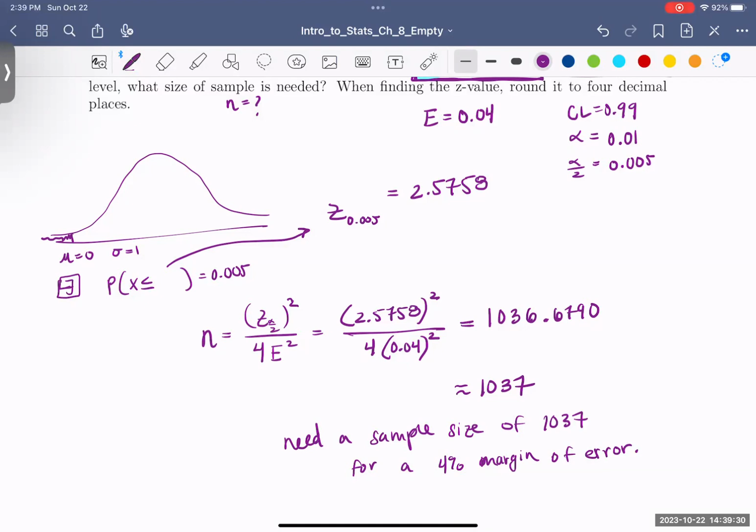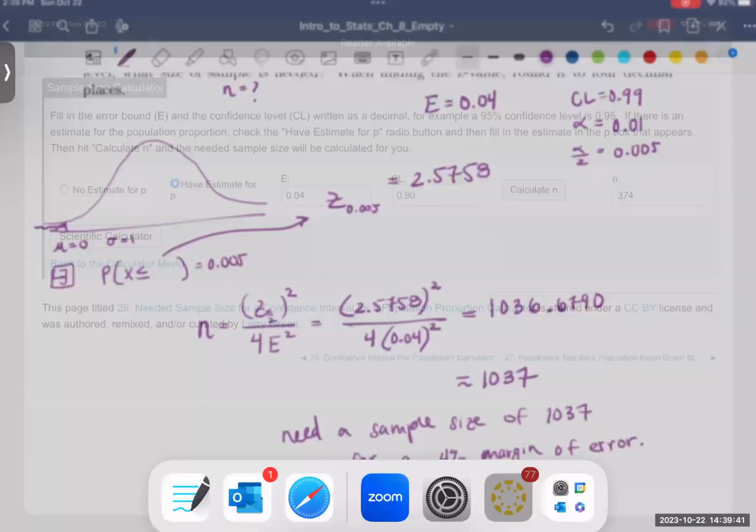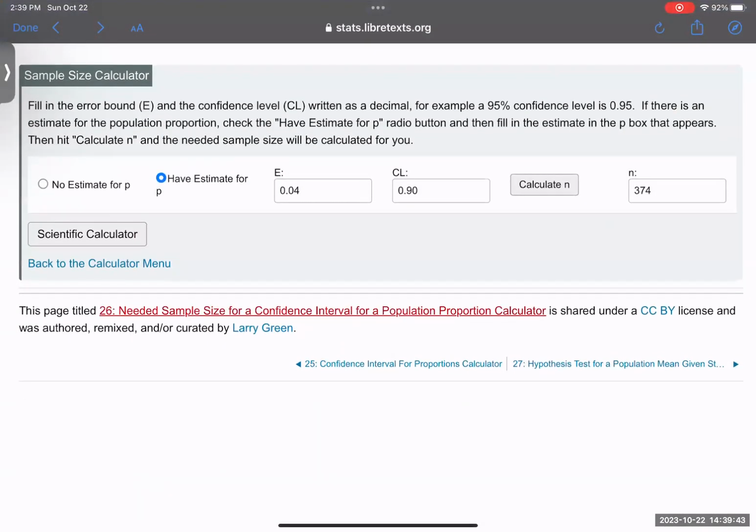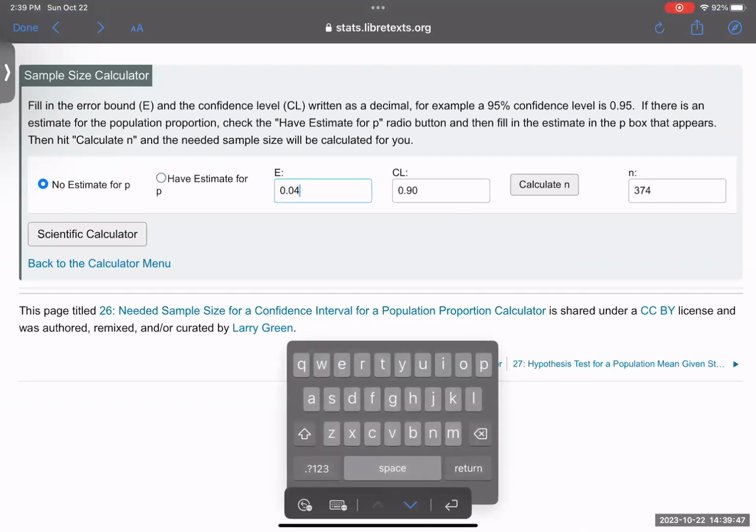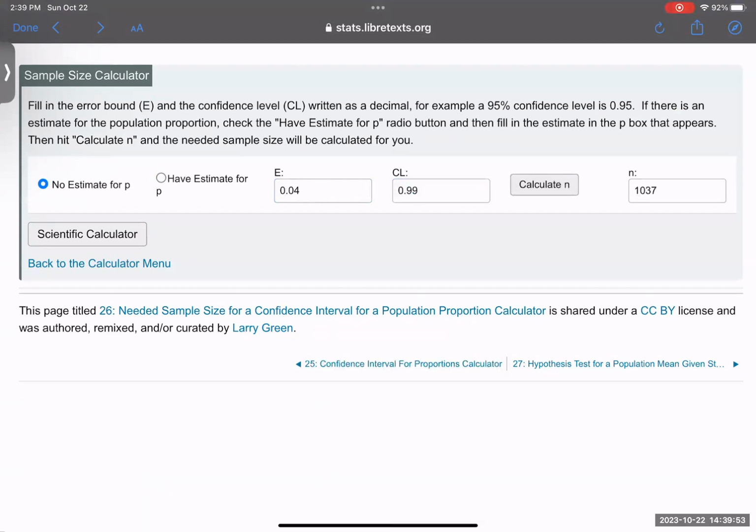Once you've practiced this by hand a few times, or if you just want to check your answers before doing the online homework, you do need to know how to do this by hand. I can't emphasize that enough. If I go to my online calculator here, we have no estimate for p, so now we check that box. We still had an error bound of 0.04, the same as the last example. We want a confidence level of 0.99 this time. And you see that 1,037 right there.